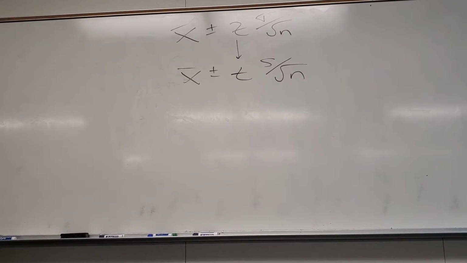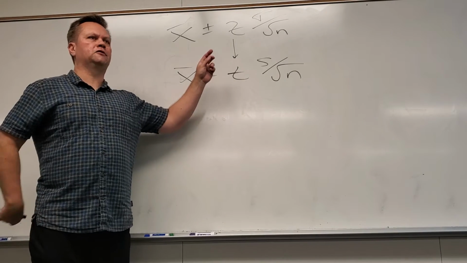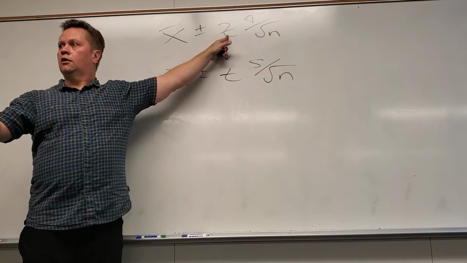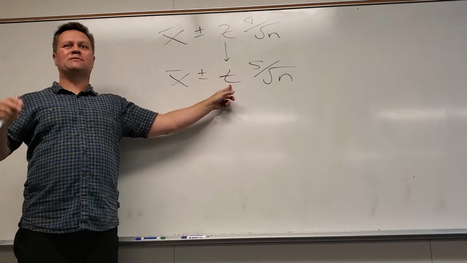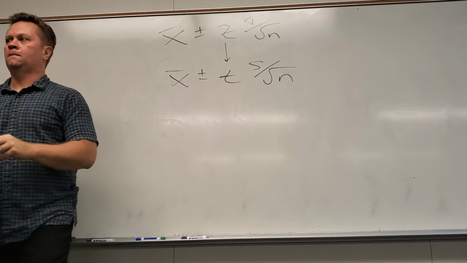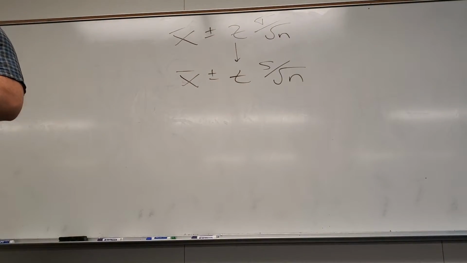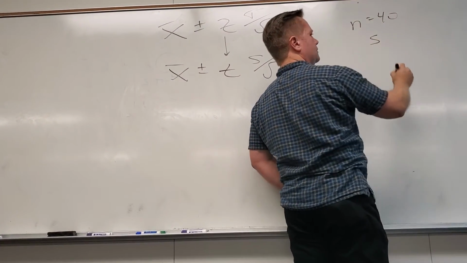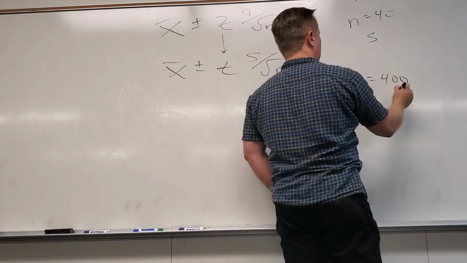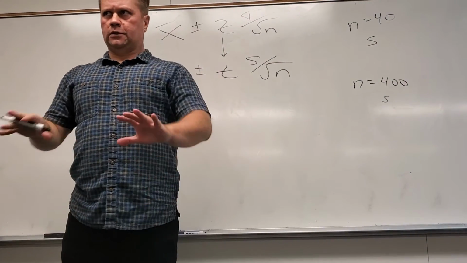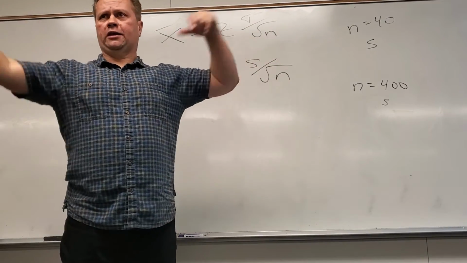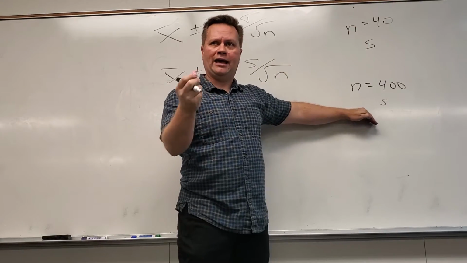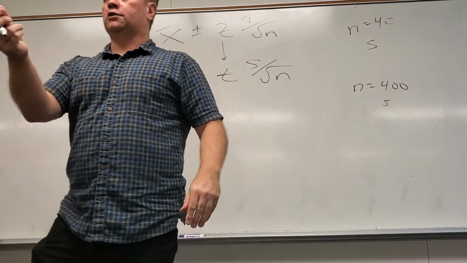So, for example, if I wanted a 99% confidence interval and I knew sigma, I would put 2.575 there, like we just did. But if I didn't know sigma, I have to put something there that's bigger than 2.575. Now, if I took a sample of, let's say 40, and I got an S, and somebody else took a sample of 400, and they got an S, which one of us is more certain about their standard deviation that they found?